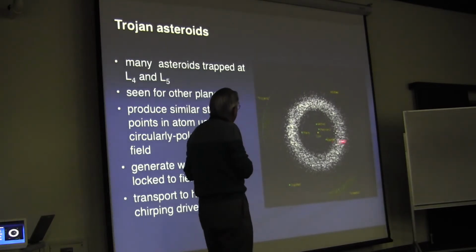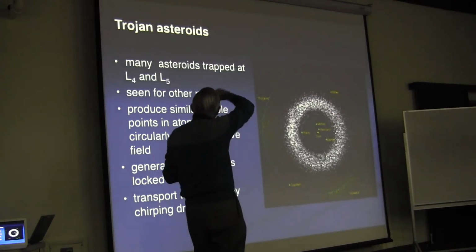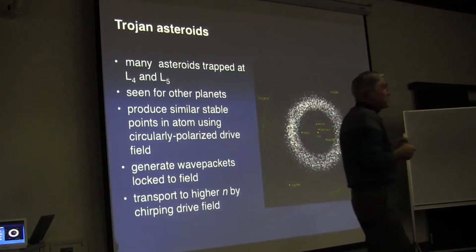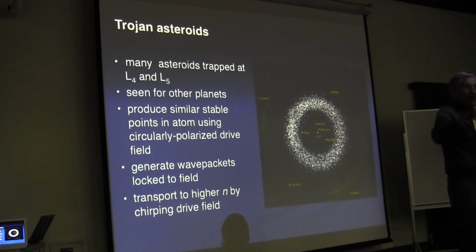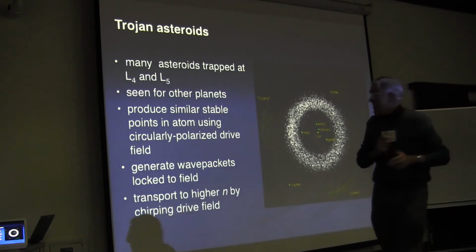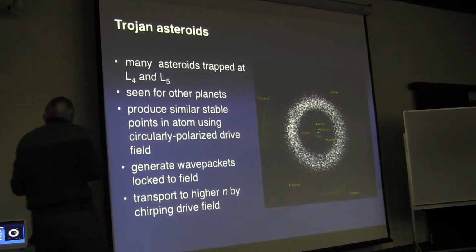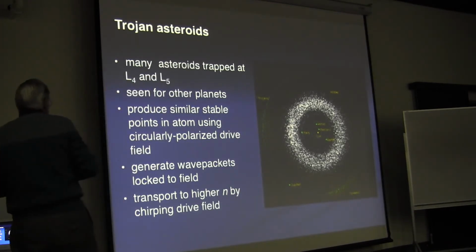Here we've got a Coulomb attraction to the nucleus, and you can replace Jupiter by a circularly polarized drive field. Now, we don't actually use a circularly polarized drive field, we use a linearly polarized drive field, but that has two counter-rotating circular components. And as the wave packet goes around, it locks into one, the other one averages to zero, sort of rotating wave approximation.